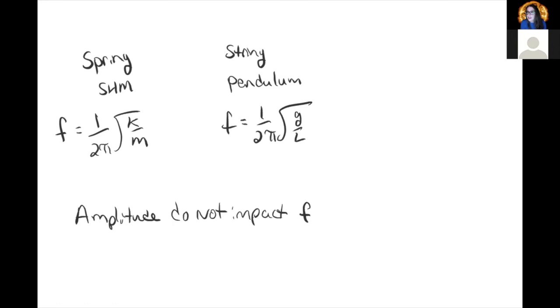You'll find in these experiments that the amplitude of the oscillation does not impact the frequency. So no matter how far you pull your simple pendulum away from equilibrium, or your spring simple harmonic oscillator away from equilibrium, that amplitude is not going to have an impact on the frequency. You should find that anyway.